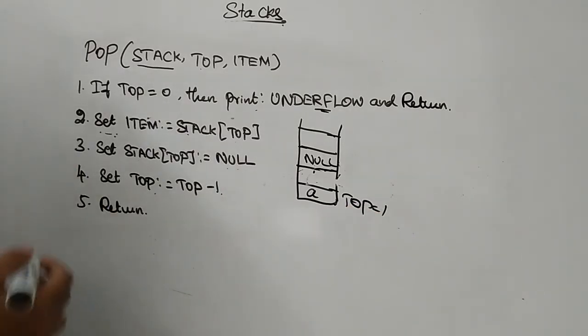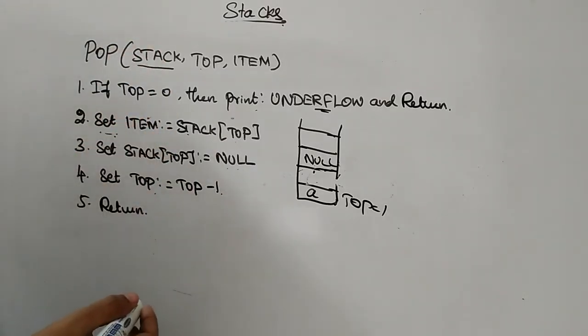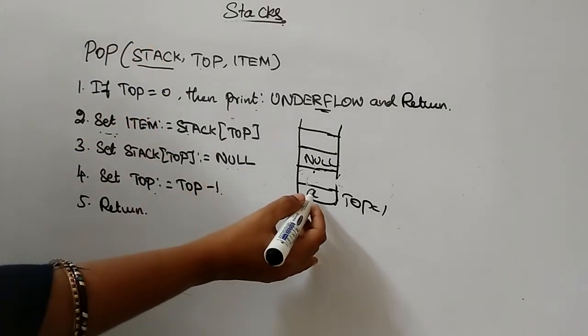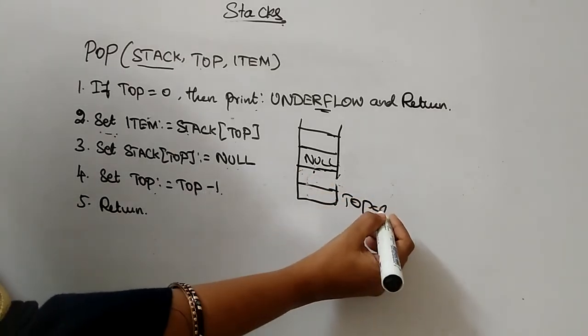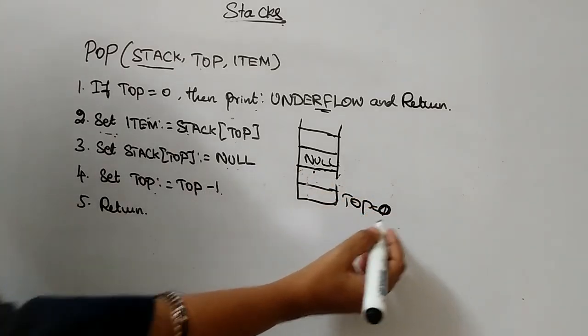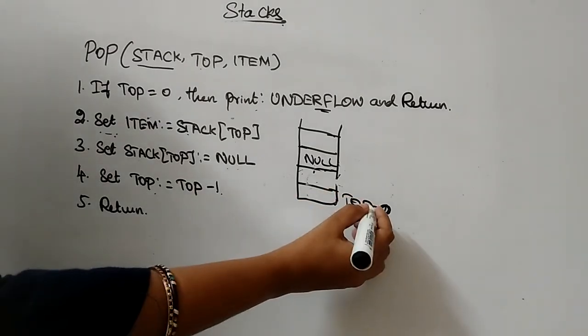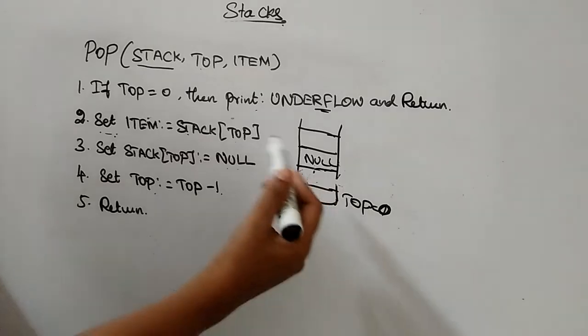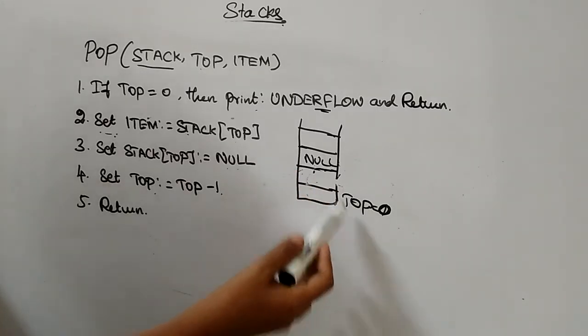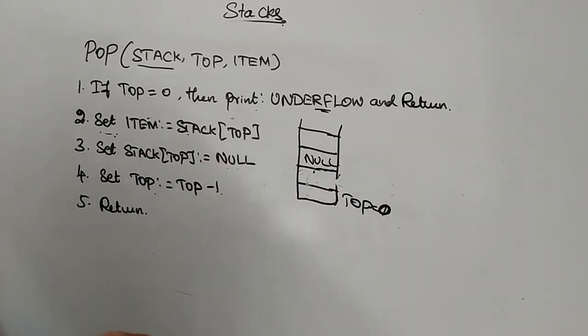Again, if I am calling the pop operation, definitely the element A will be popped out, and the top pointer will be decremented by 1. That's why we will get top is equal to 0.